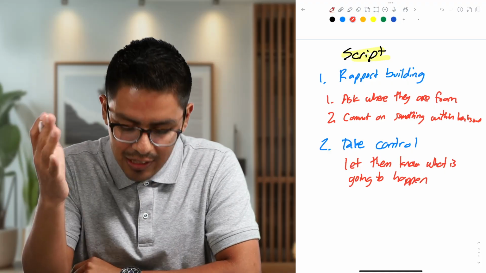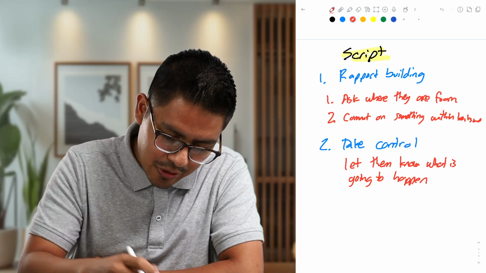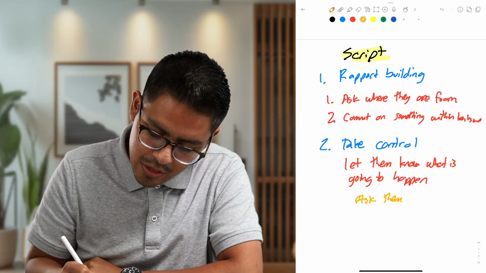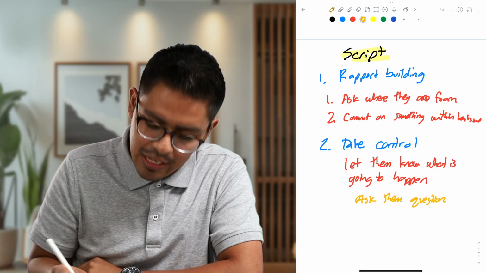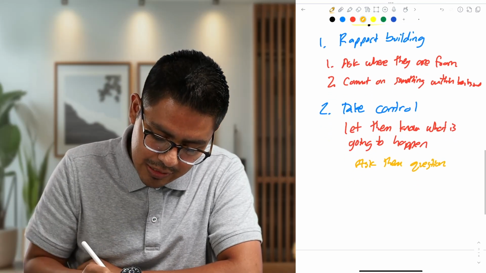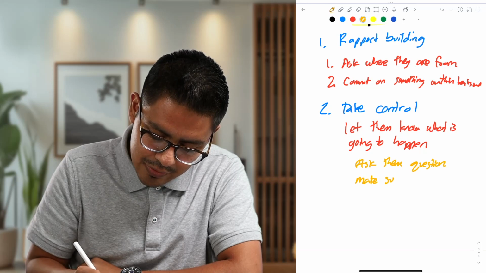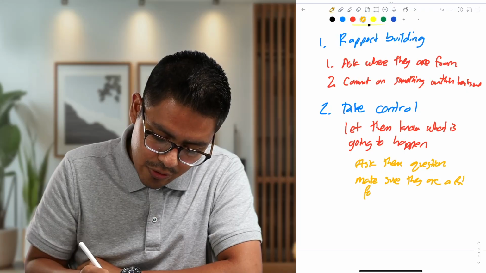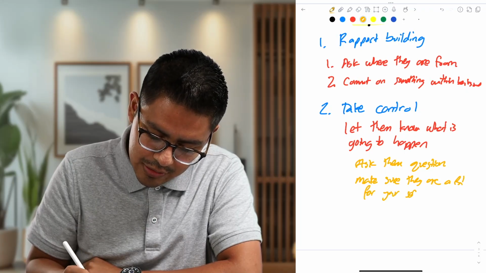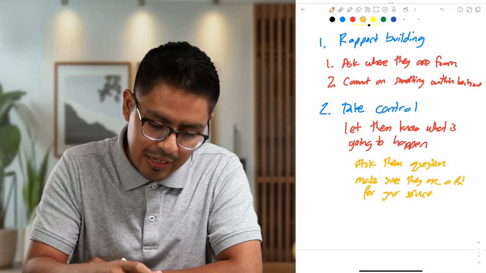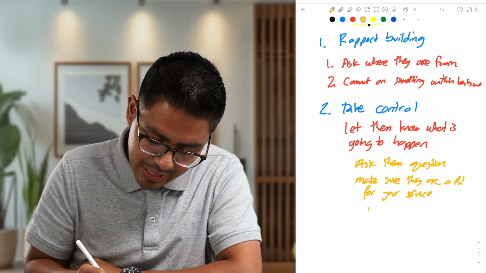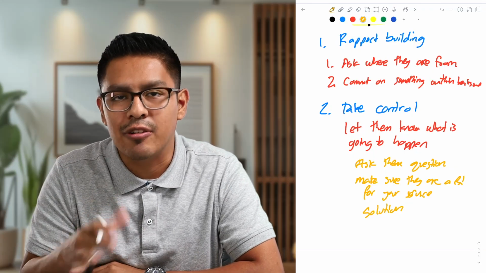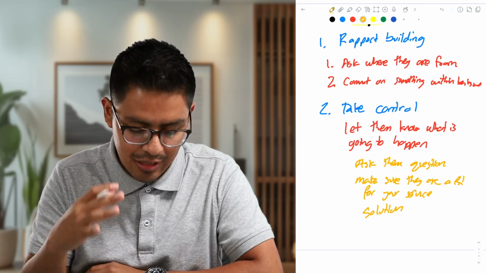Just straight up tell them exactly what's going to happen. The first thing that I do is, one, ask them questions. And then two, after asking them questions, make sure they are a fit for your service. And then lastly is telling them about my solution. This is me providing information on the product or service that I provide, how much it costs, how to get started, etc.